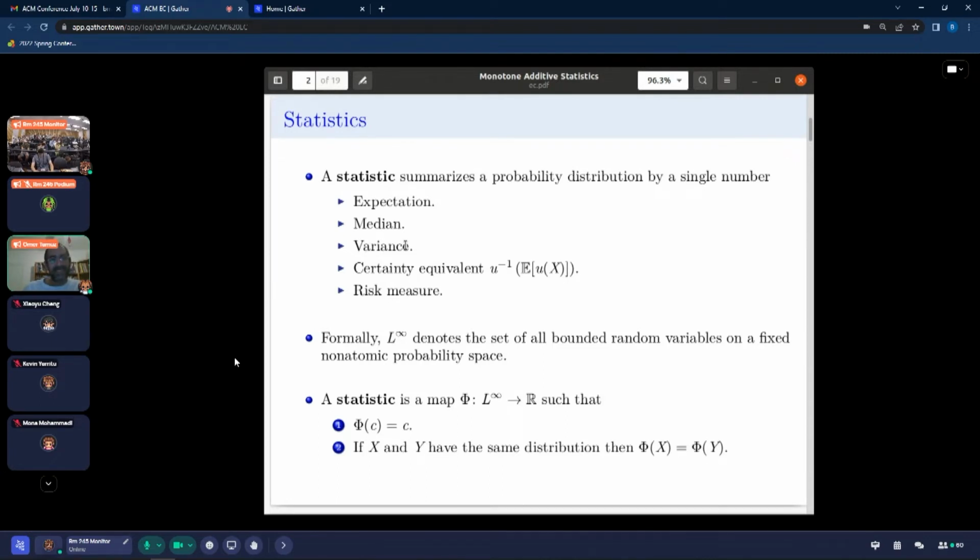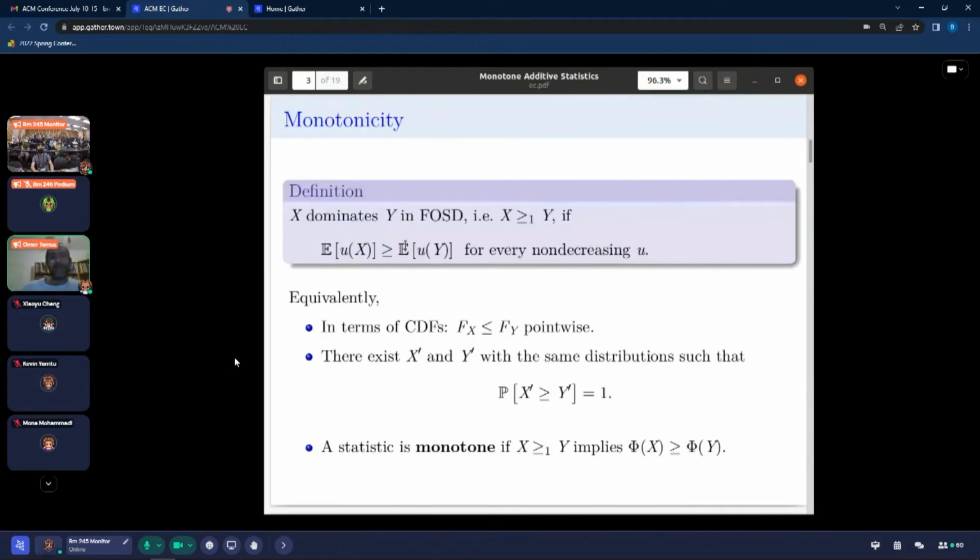Okay, so what's monotone? By monotonicity, I mean monotonicity with respect to first order stochastic dominance. First order stochastic dominance is a partial order between random variables or between distributions, and it captures the fact that one random variable has its mass to the right of the other one. One formal definition is that x dominates y if the expectation of u of x is bigger than the expectation of u of y for every non-decreasing u. Another way of thinking about it is that the CDF of x is everywhere lower than the CDF of y. If I ask what's the probability that x is less than some number, this is always less than the probability that y is less than that number.